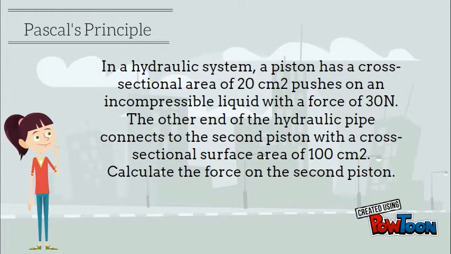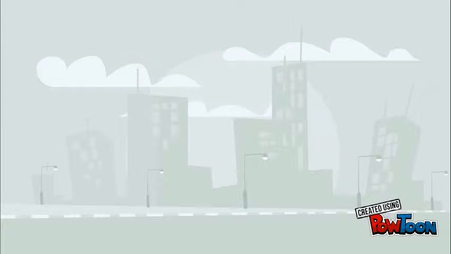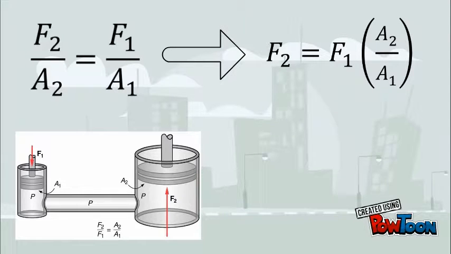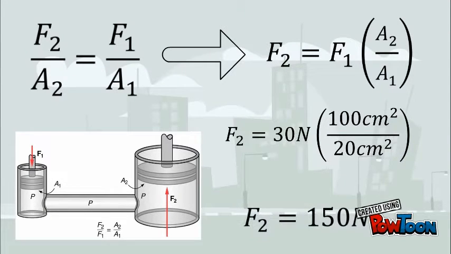Second, in a hydraulic system, a piston has a cross-sectional area of 20 cm squared and pushes on an incompressible liquid with a force of 30 newtons. The other end of the hydraulic pipe connects to a second piston with a cross-sectional surface area of 100 cm squared. Calculate the force on the second piston. Using our formula for pressure, force over area, force can be calculated by multiplying the given pressure by the area. Substituting the values, the force is equal to 150 newtons.